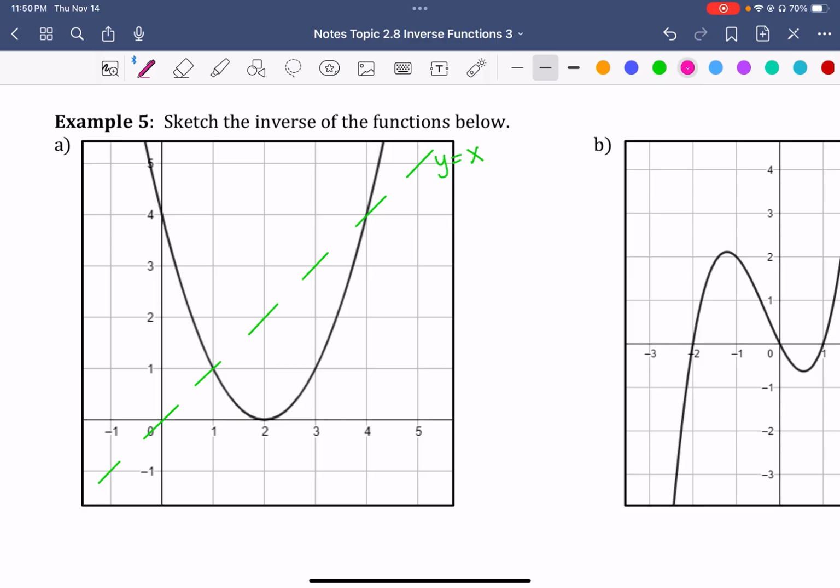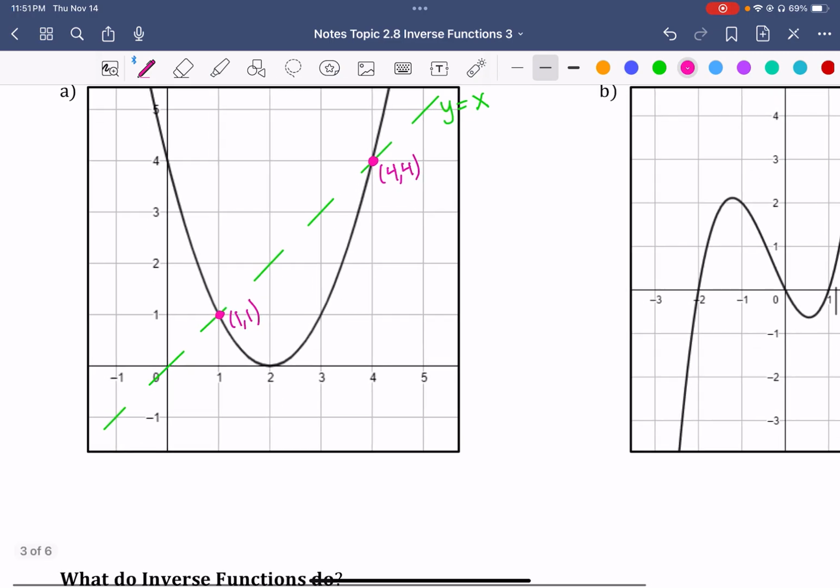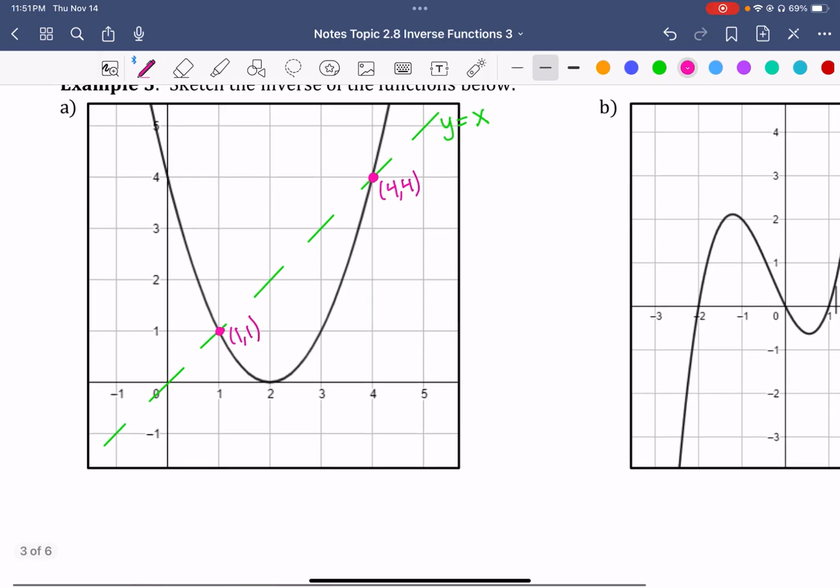Step 2 is to mark any points that are already on the line. So I have this point here and that point that are already on the y equals x line. The reason that they stay is because this point at 4, 4 and this point at 1, 1, if you switch the x and the y values, you end up with the same point. So that's why those 2 points are both on the original graph and on the inverse graph.